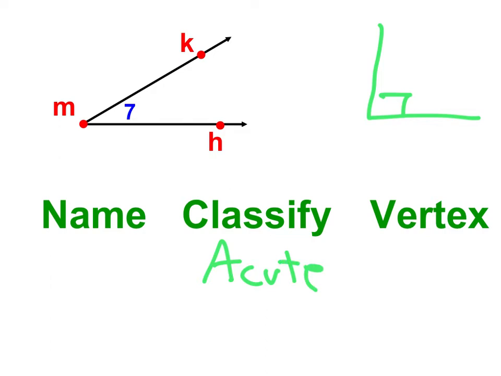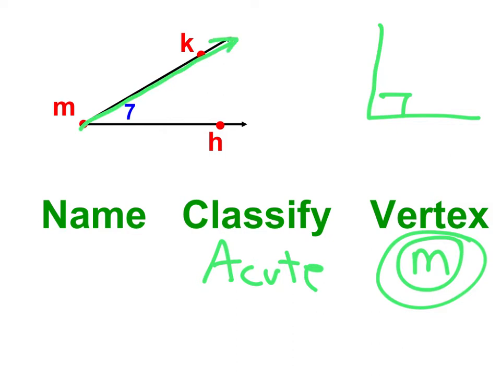Now, we want to be able to name it. To be able to name it, we need to know what the vertex is. The vertex is the most important part. It's where the two lines or rays or line segments meet. And so the vertex would be the point M. I want to identify that because that's the most important part of this. It's where they meet or intersect. You might notice that this ray MK is intersecting with this ray MH at the point M. So that is our vertex.